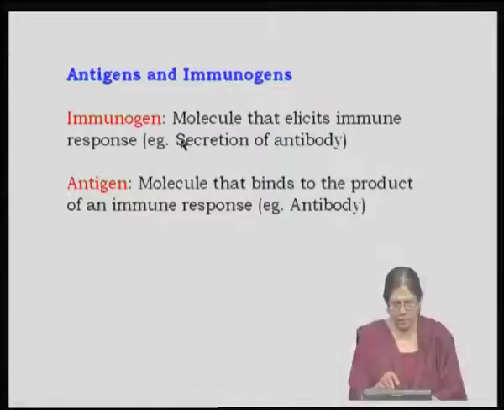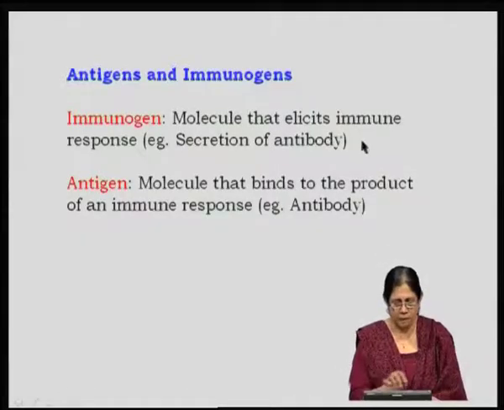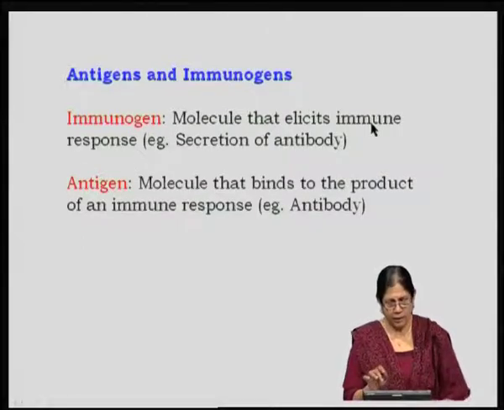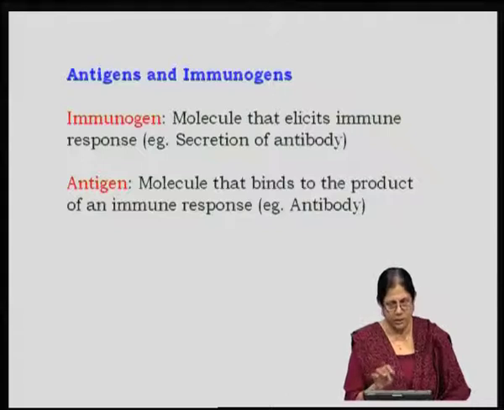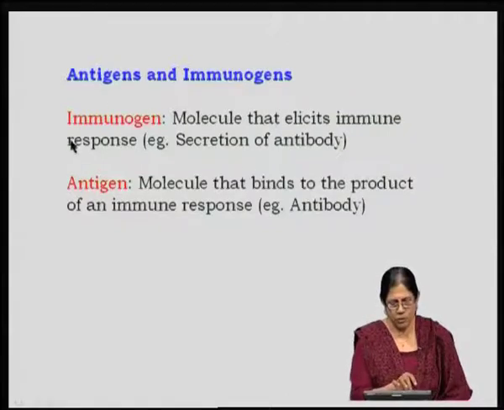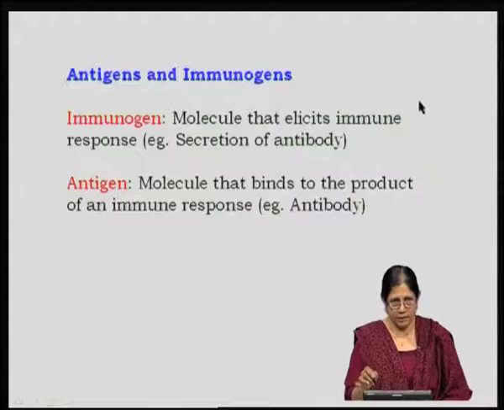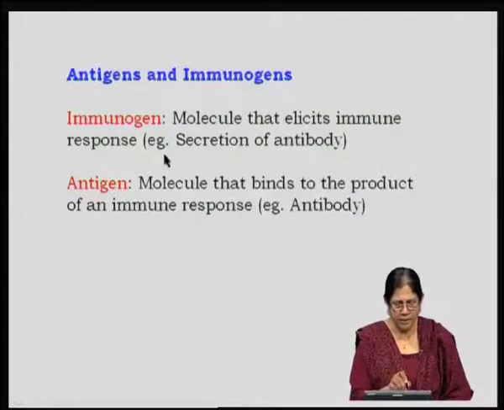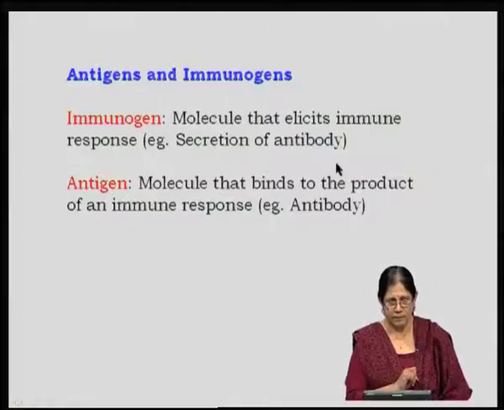Both are of course extremely related, but there are subtle differences, and the definition of which I am going to start my lecture with. Immunogen is that molecule that elicits an immune response. It triggers an immune response. For example, in case of the humoral response or the B cells, an immunogen would trigger the cells to proliferate, differentiate, to become a plasma cell that secretes antibody.